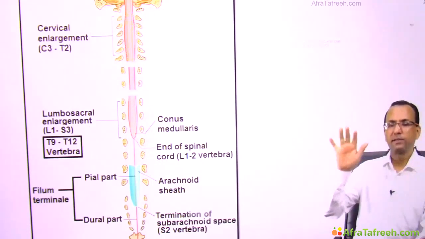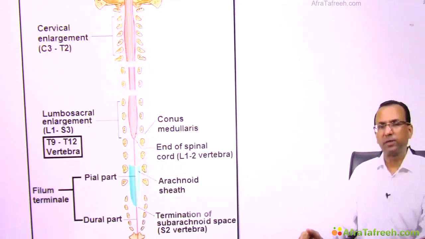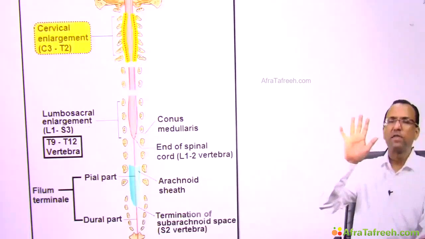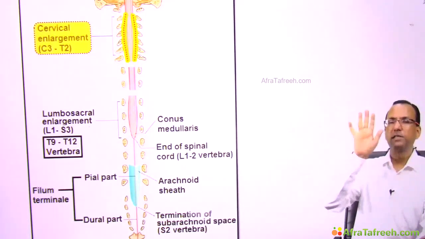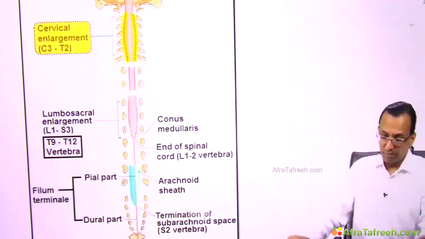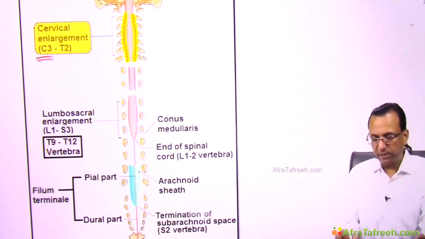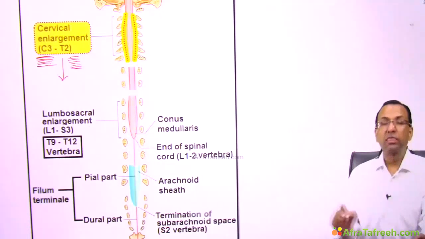So this is the cervical enlargement, due to a collection of neuron bodies here to supply the upper limb, giving the brachial plexus. It has 5 root values starting with C5, and after that C6, 7, 8, and T1 come from here. But what is the root value of the enlargement? It starts at cervical 3 and ends at thoracic 2. Within that is given the brachial plexus.